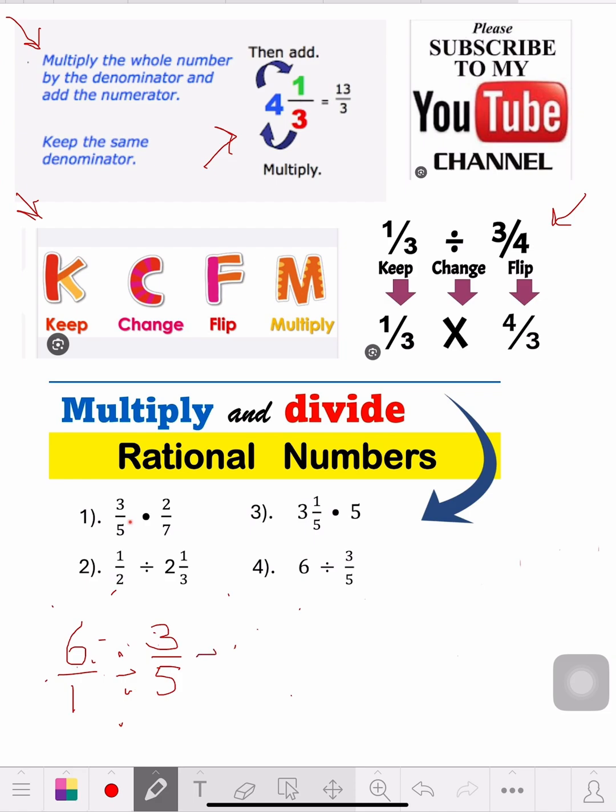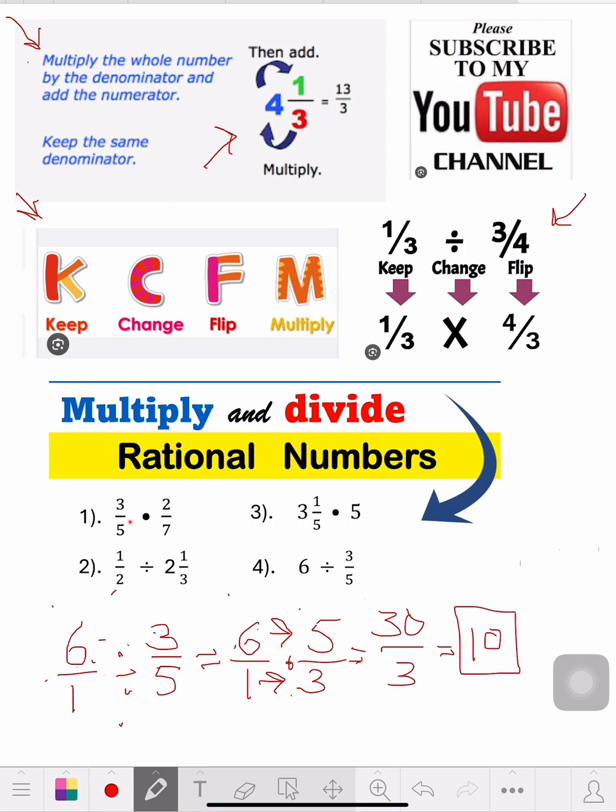So this equals 6/1. Now we change the sign to times, division to times, and we flip the next one. We get 5/3. Now, this just multiplies, so we go straight across just like that. So we get 30/3. Now we can reduce this. I know we can. 3 goes into 30 10 times. So the answer is 10. And that was all we had to do. I squared it off so the teacher knows, hey, my answer is 10.